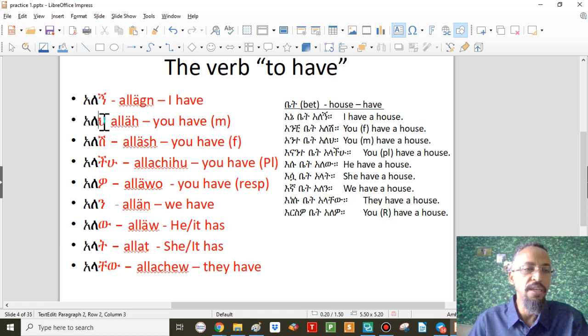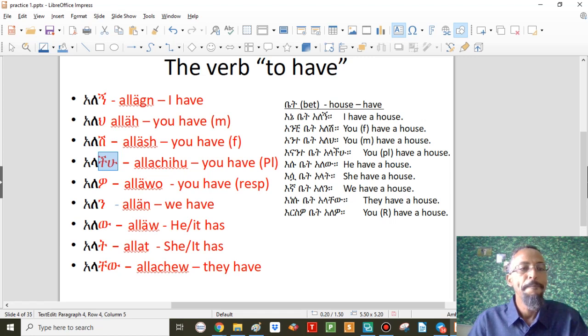All the red letters in the Amharic words are markers of the subject. So this is the verb to have conjugated with the different subject pronouns. The subject in English we write separately like this, but in Amharic it would be redundant to write the subject and again the verb. The verb itself, when it is conjugated with the different subject pronouns, contains the subject as suffixes. So all these suffixes are markers of the subject pronoun.